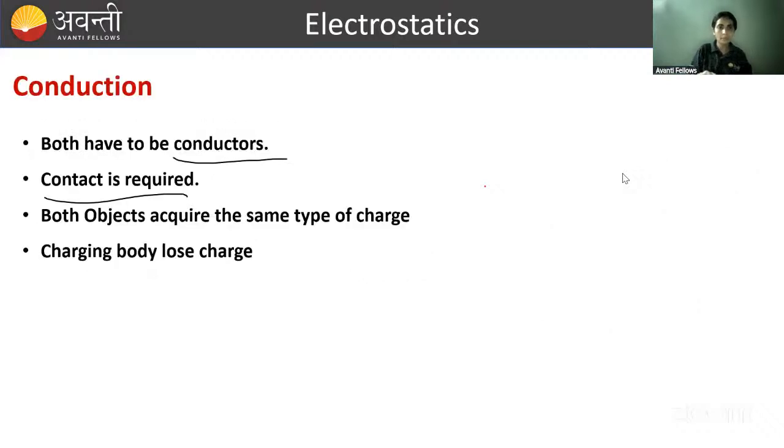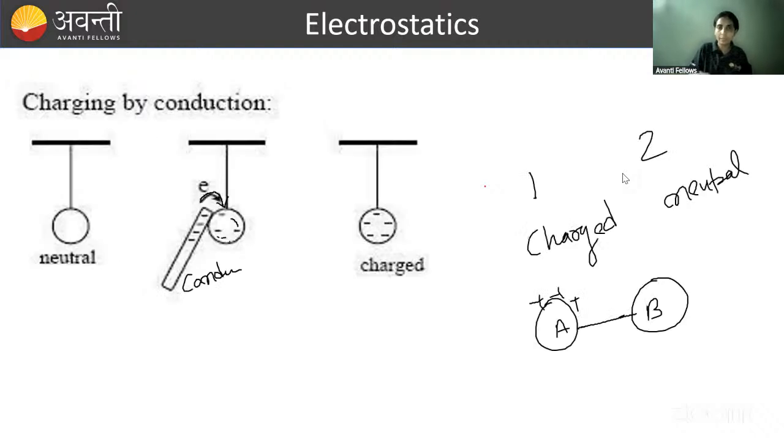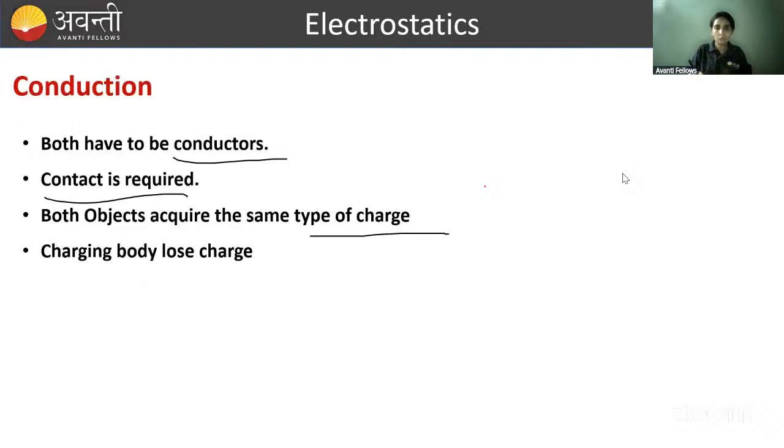Okay. So the second thing is that both objects acquire the same type of charge. Yes, because the body which was charged has negative charge and we are giving the same charge to another body. So both will ultimately have the same charge. Done? So same charge is getting transferred. Charging body loses charge. Obviously, one is giving its own charge to another, so it will lose its charge.